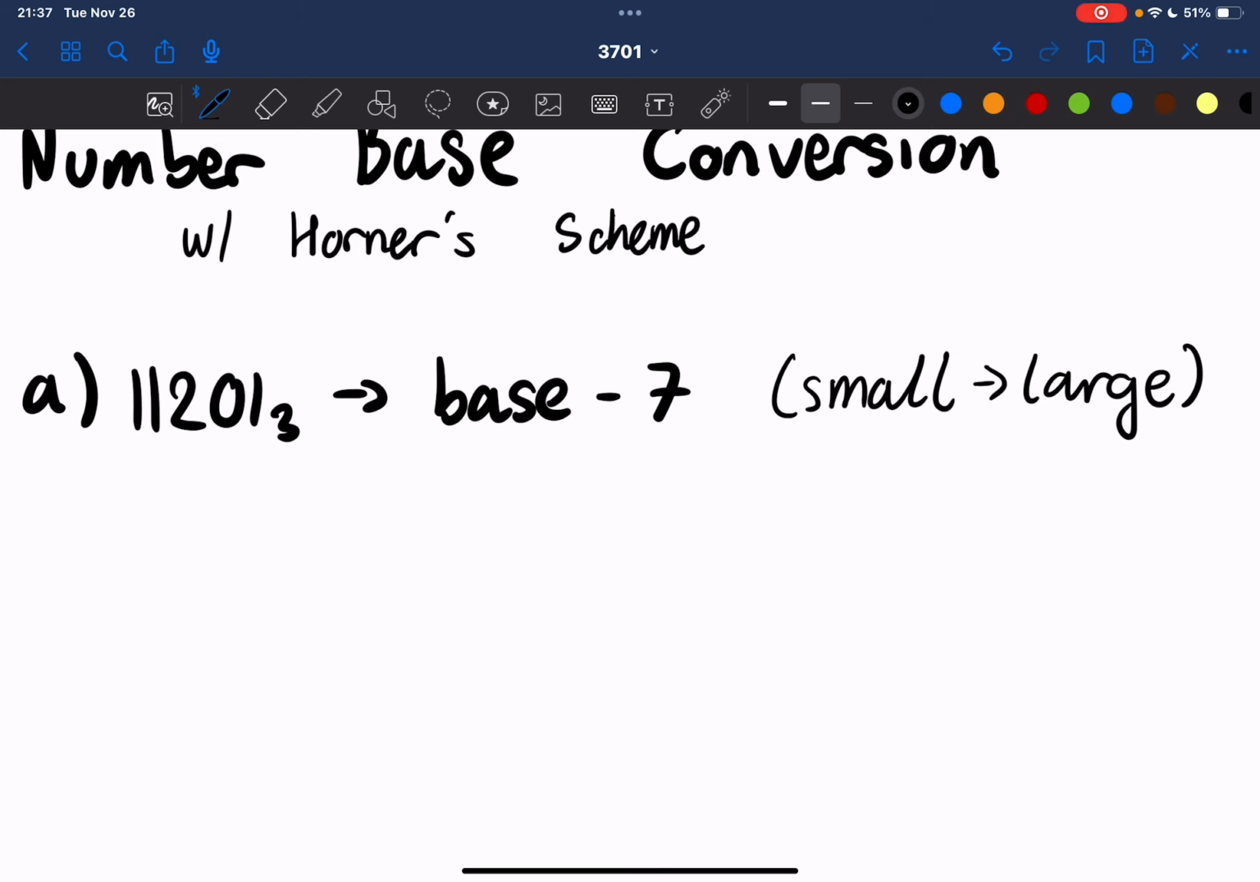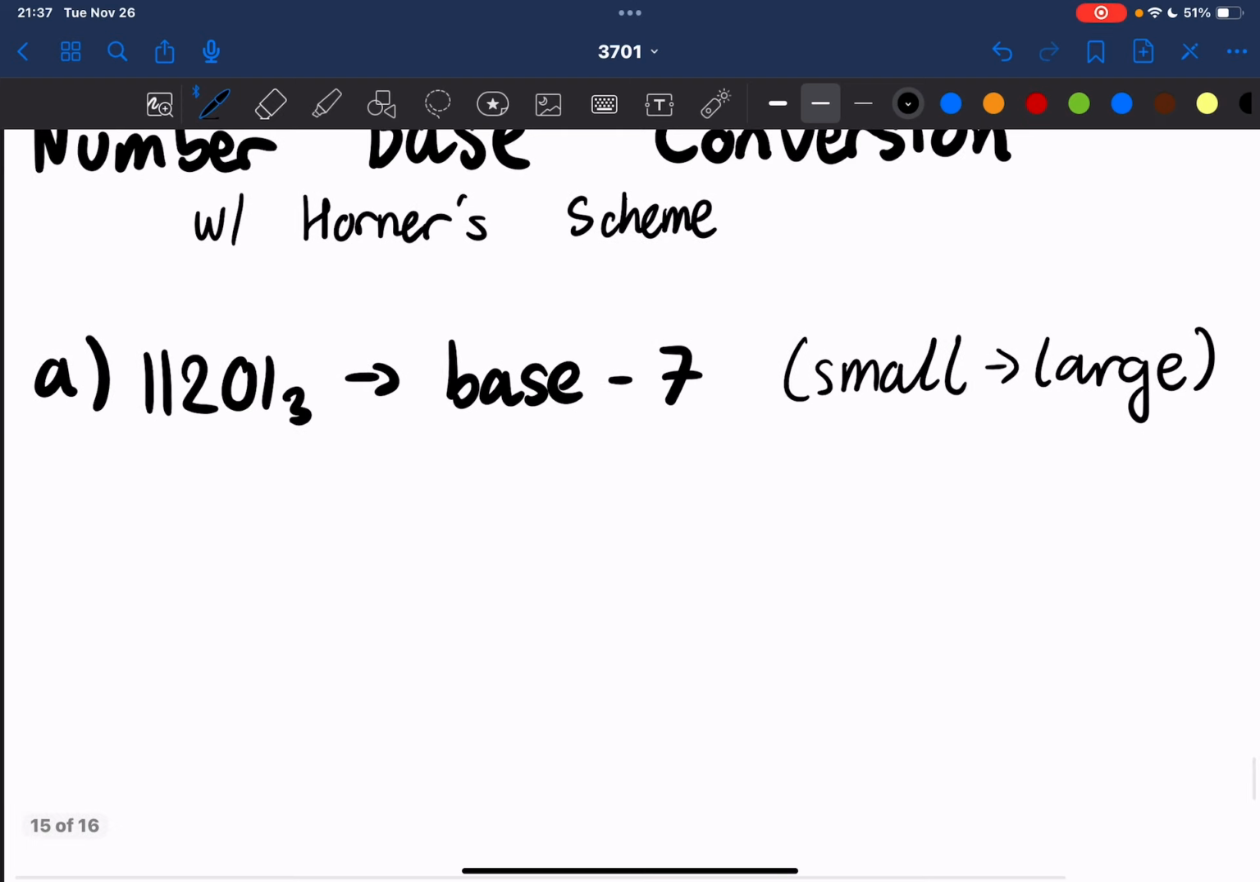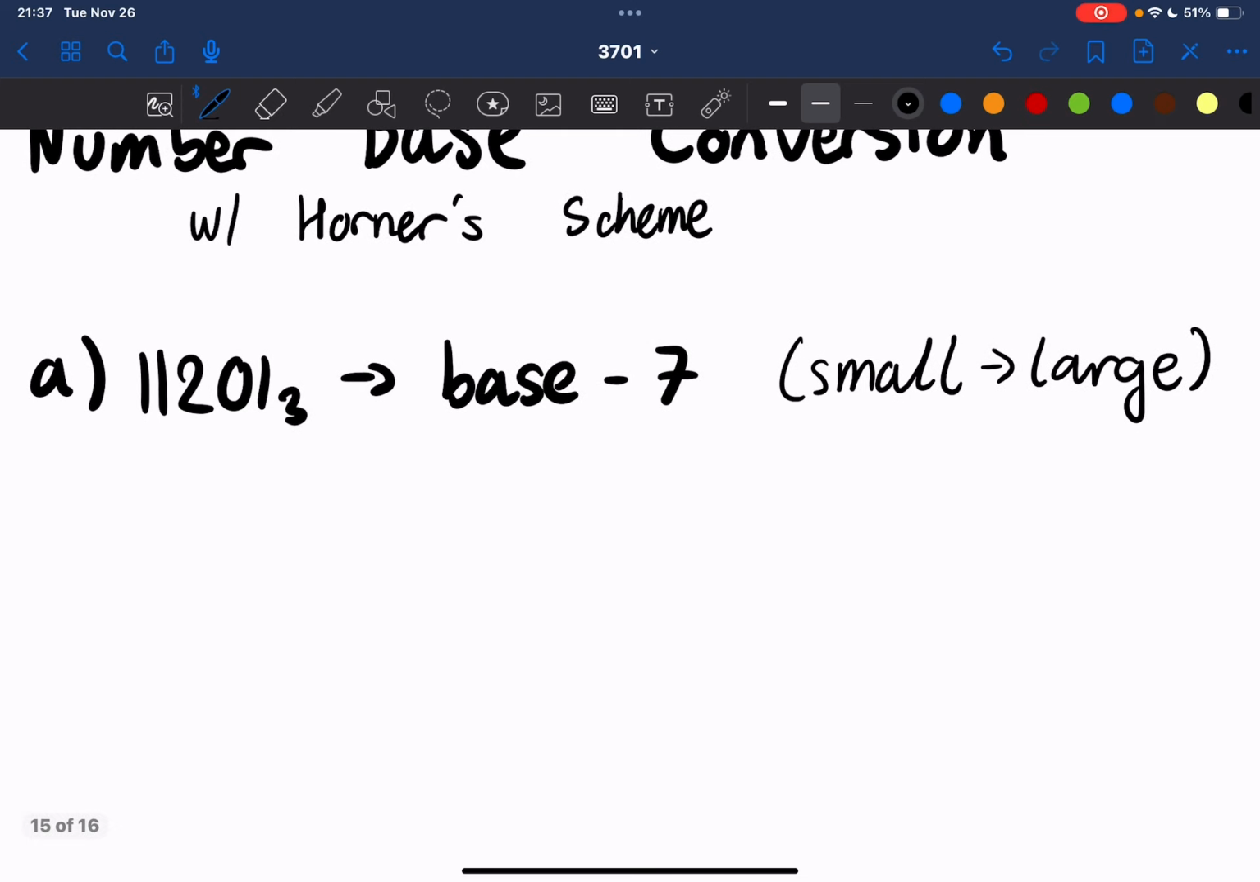In this first example, we've got 11,201 base 3, and we're going to convert it to base 7. So we're going from a small base to a larger base. How are we going to do this? Let's first rewrite our number, 11,201, into a format that's a little bit easier for us to calculate with. It'll be kind of like factoring out the threes in this case.